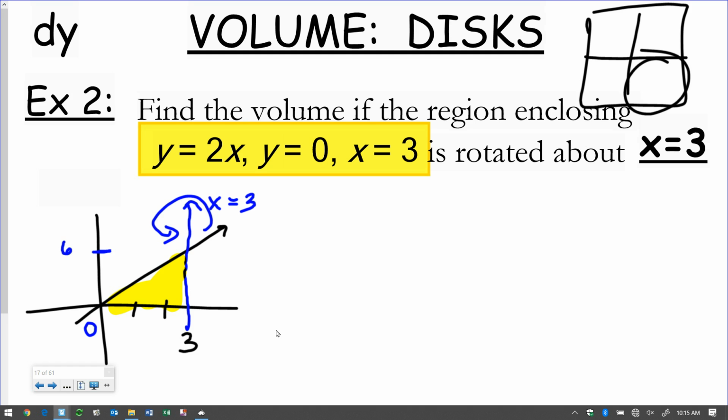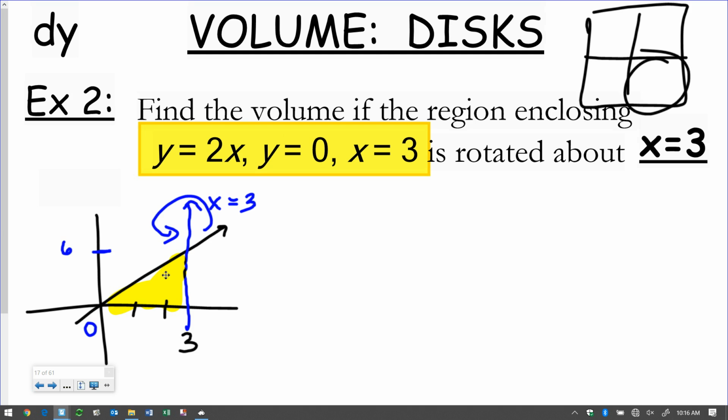And we're going to rotate this thing about x equals 3. That's what the problem says. Rotate this region about x equals 3. Okay, so what is this going to look like? See if you can imagine it in 3D. What's this thing going to look like when I rotate it? Oh, it's a cone. So this is also a cone. Of course, you could do it with geometry, but why would you want to do that when you know calculus?